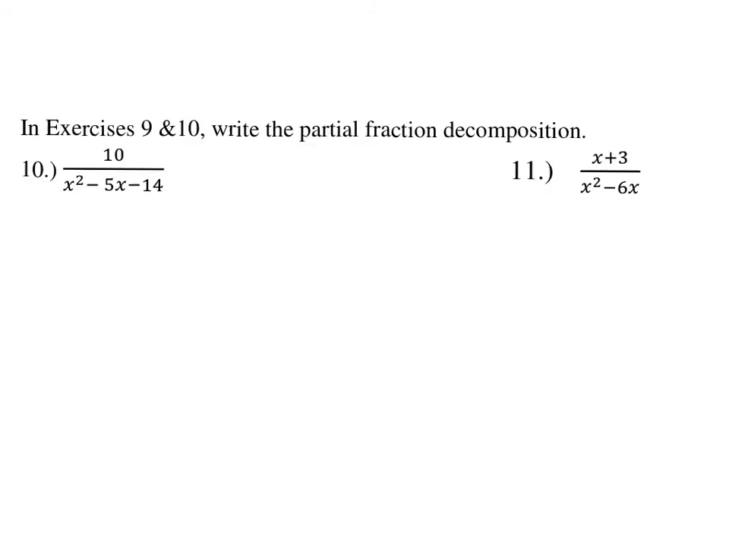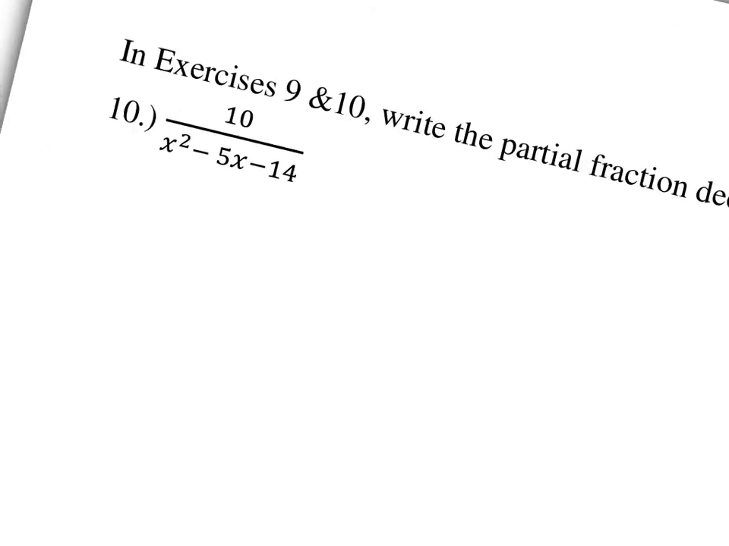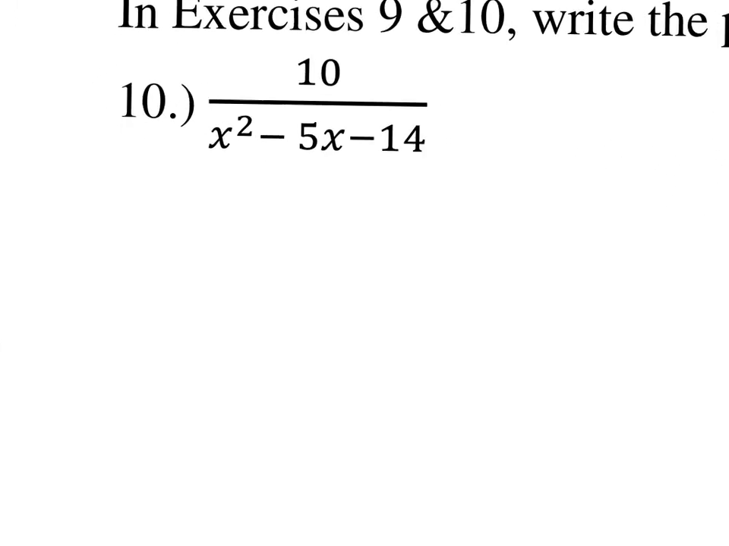All right, in exercises 9 and 10, it says write the partial fraction decomposition. So the first thing I want to do is start by factoring that denominator. So let's go ahead and do that. So we have 10 over, the factors for 14 are 7 and 2, and 7 has to be negative in order to get that negative 5 in the denominator. So here's my partial fraction decomposition.